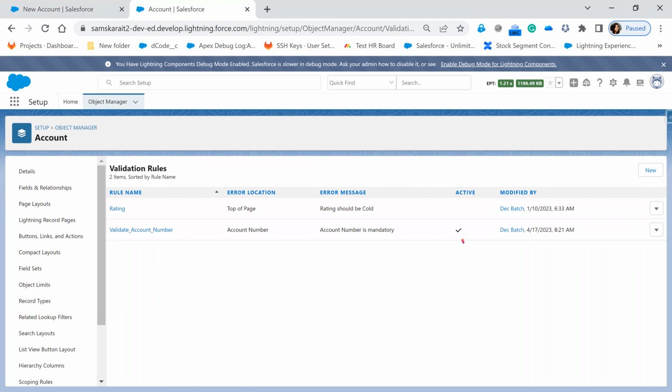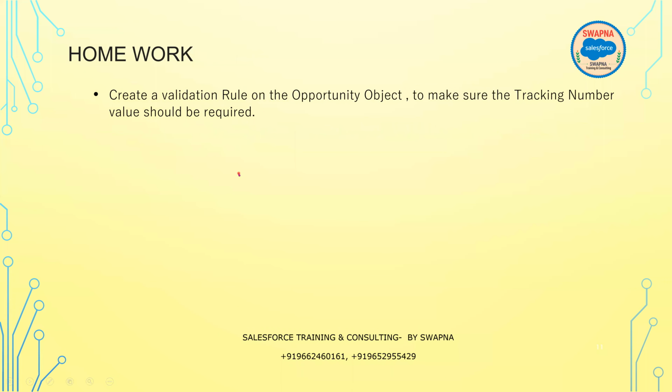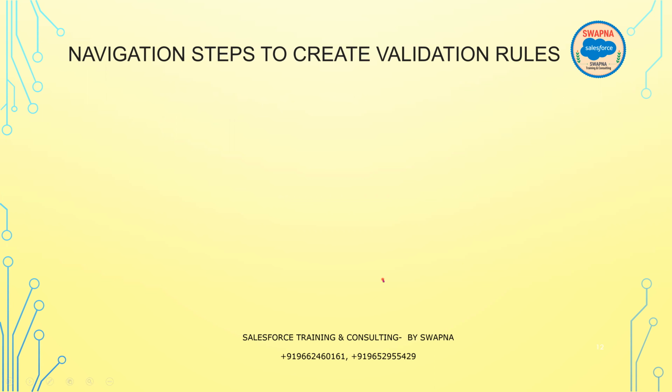Maximum you can create 150 active validation rules. Homework: create a validation on the opportunity object to make sure the tracking number value is required. On the opportunity, we have a tracking number. Whenever the user is creating or updating, the tracking number value should be there.